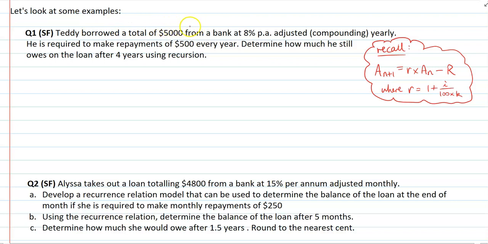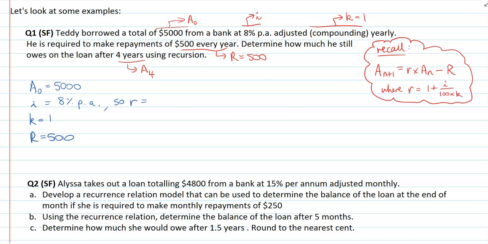He borrows a total of $5,000. So in this case here, that becomes our A0. Our interest is 8%. It compounds yearly, so that means our K or compounding period is 1. And he's required to make repayments of $500 every year. So our capital R is 500. Lastly, we need to consider that we need to find out how much he owes on the loan after 4 years. So that means when we're applying recursion, we're after the balance after 4 years, which is our fourth recursion.